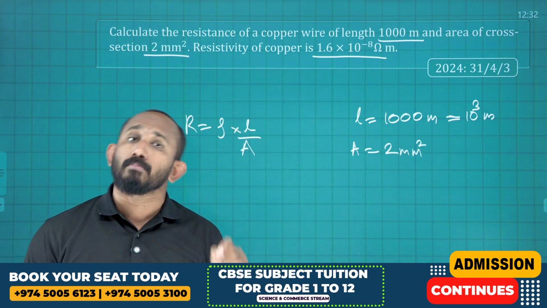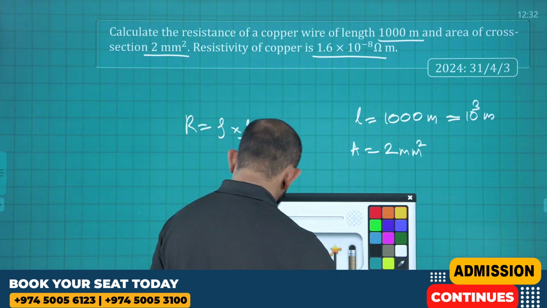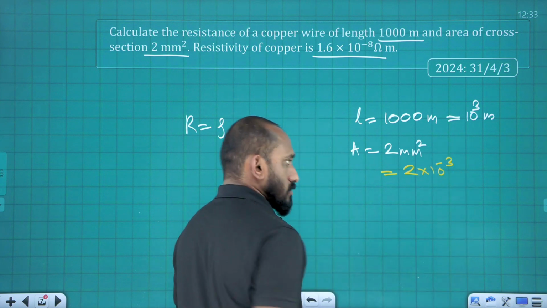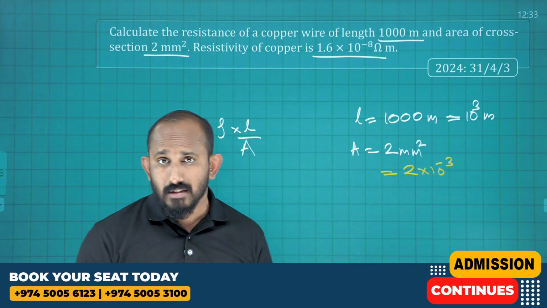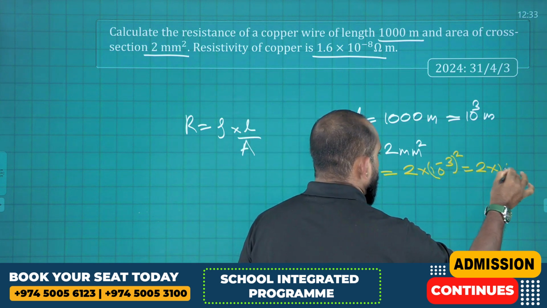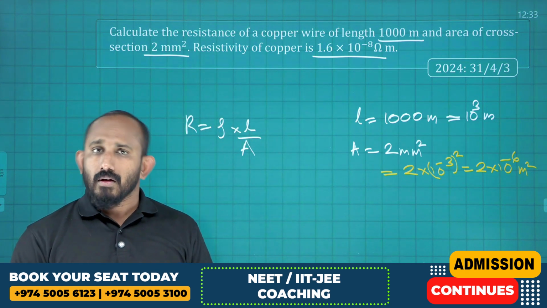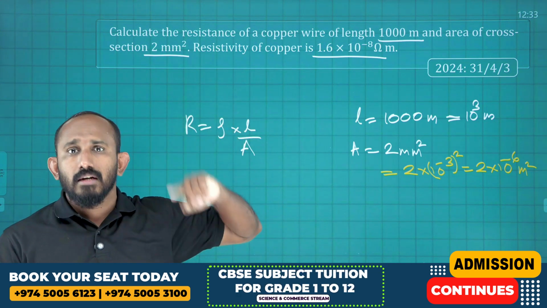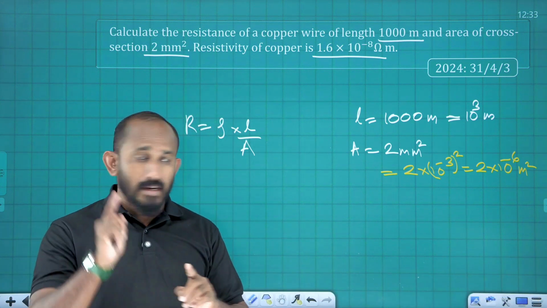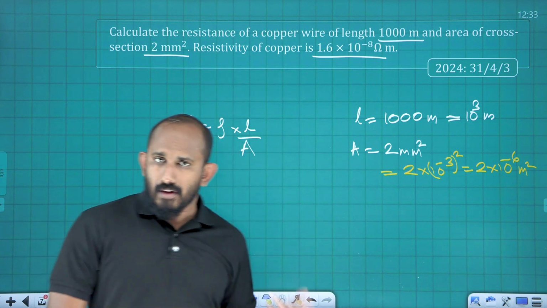Millimeter you should convert to meters. 1 millimeter is equal to 10 raised to minus 3 meters. So it is 2 millimeters square, so 10 raised to minus 3 square should be. So it will be 2 into 10 raised to minus 6 meters square. Area of cross section 2 millimeter square is given, that is converted to meter square by multiplying with 10 to minus 6. How is it? 1 millimeter is 10 to minus 3 meters, so square it.